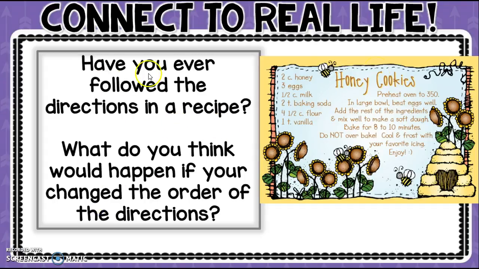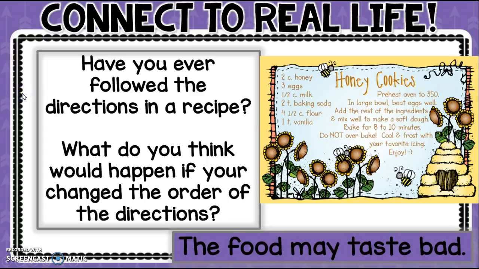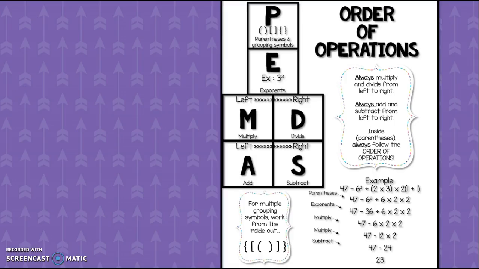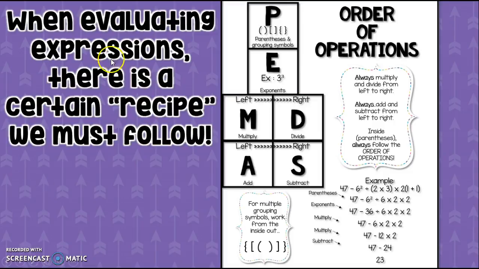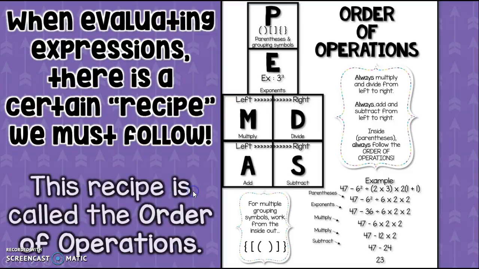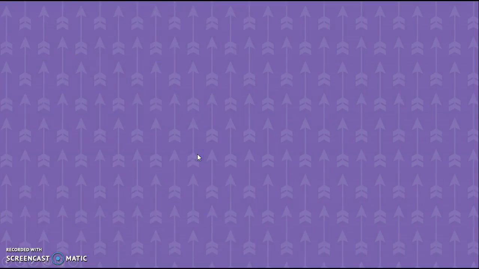Then I connect it to real life, and I have a little recipe because order of operations is like the recipe for operations. This anchor chart is included in the pack, so you will print this out. I usually print this out to put up on my bulletin board so they can relate to it. I relate how this is the recipe for following, but I also have one that's 4 to a page that is perfect to fit inside their notebook.